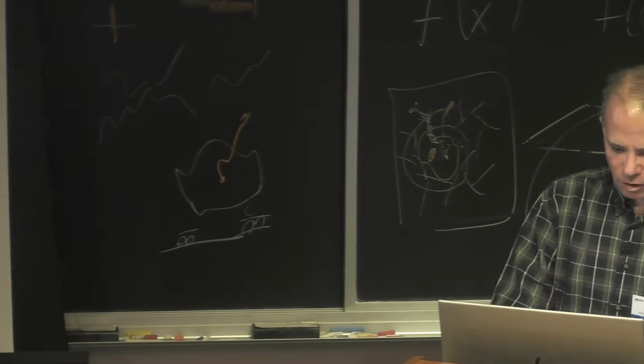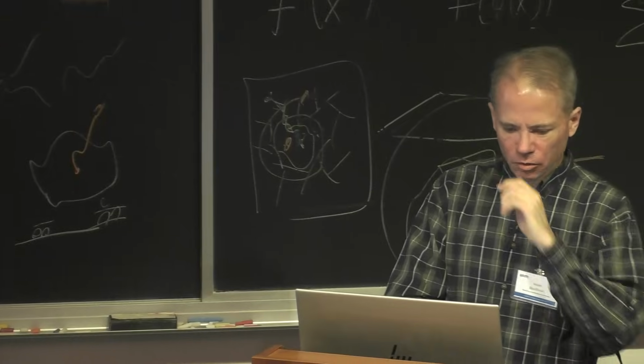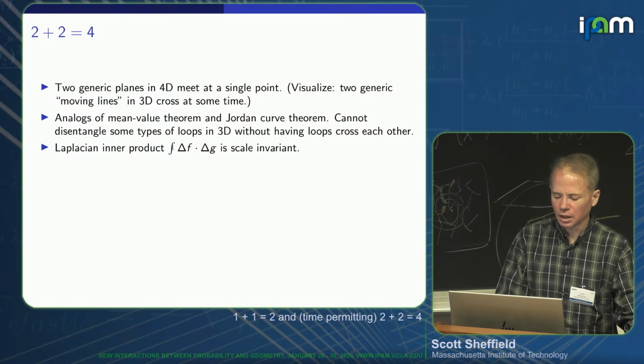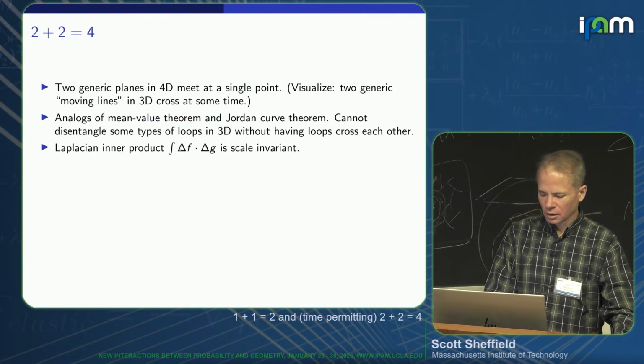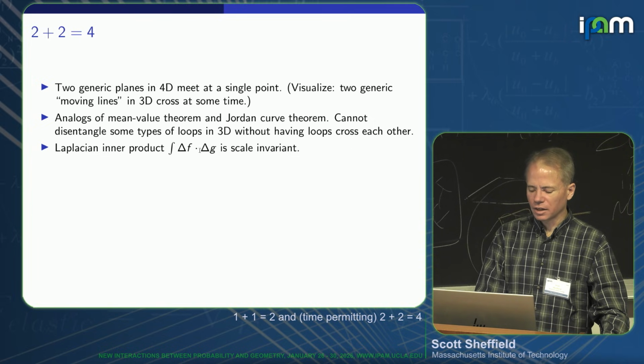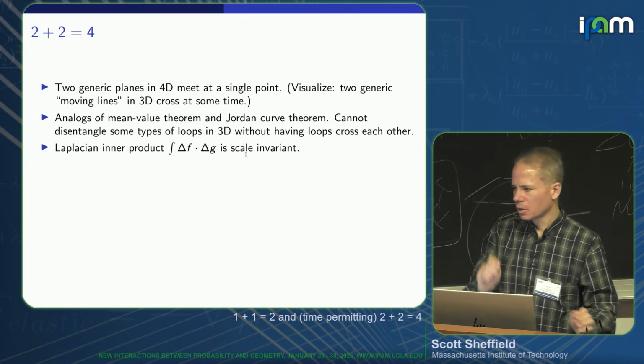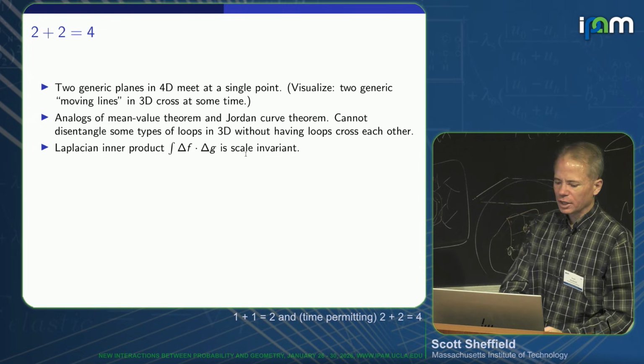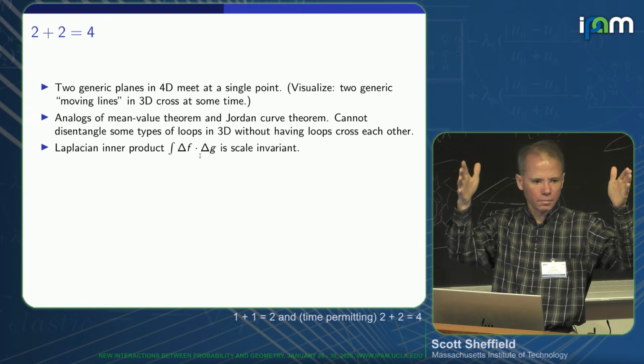Either way, there's a certain frustration. So it also tells us that the Laplacian inner product, if I take the integral of the Laplacian f dot Laplacian g, that's scale invariant. Just like, you can think of the norm part, the Laplacian of f squared.